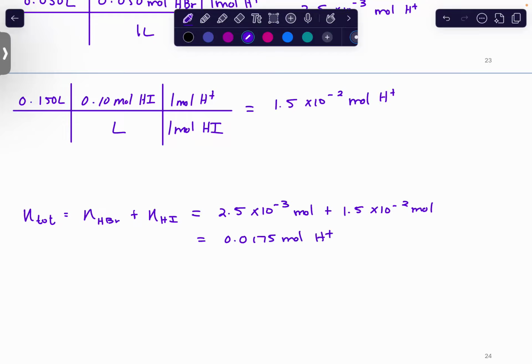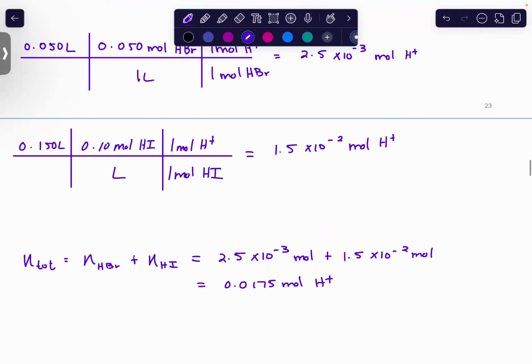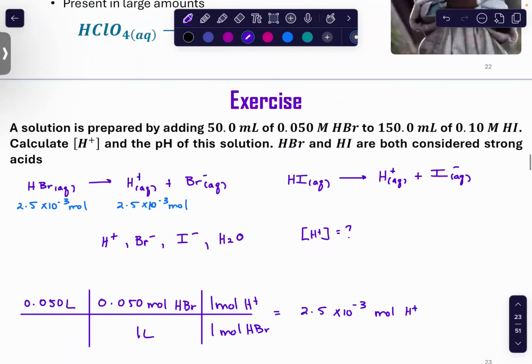That's the total number of moles of protons in solution. And then what is the volume of our solution? Look at the problem again. What's the volume of our solution? 200 milliliters.